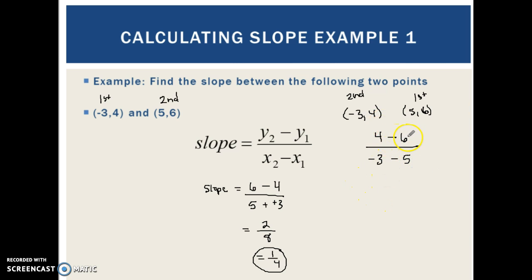and you end up with 4 minus 6, that's a -2, -3 minus 5, remember adding the opposite, -3 plus a -5 is a -8. 2 negatives actually make this a positive, so this is equal to 2/8, which reduces to 1/4. So you can see that it doesn't matter the order that you grabbed the points. We still got the same slope. What matters is that these two are coming from the same ordered pair. So the 5 and the 6 are from the same ordered pair. The 4 and the -3 are from the other ordered pair.